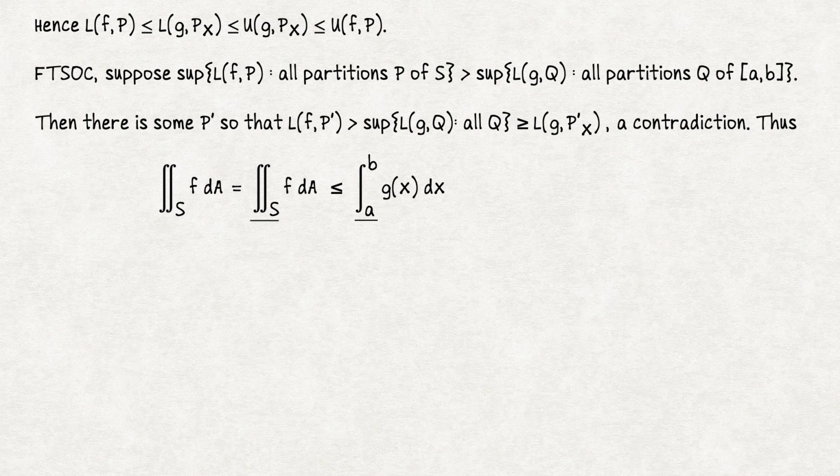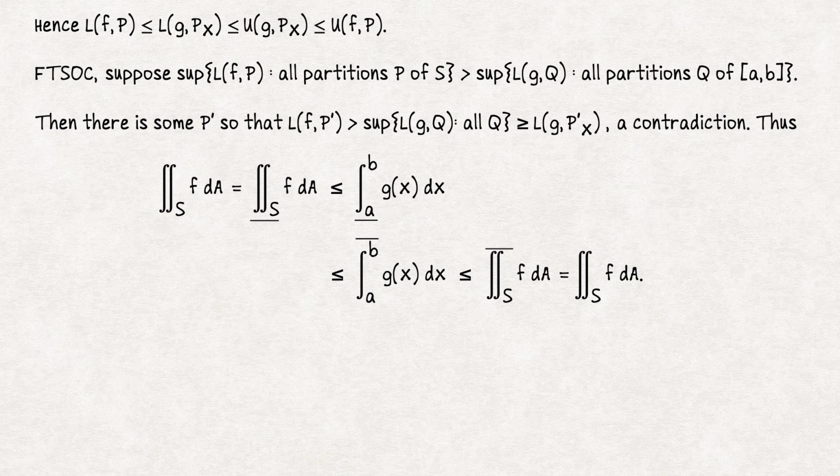You can pause here if you'd like and write down a very similar proof by contradiction that the upper integral of g from a to b is less than or equal to the upper integral of f over S. It's the exact same reasoning that we already have on this slide. So let me just go ahead and use it. The lower integral of g is less than or equal to the upper integral of g. That's just a fact about lower and upper integrals for all bounded functions on their domain. And now, again, that's less than or equal to the upper integral of f.